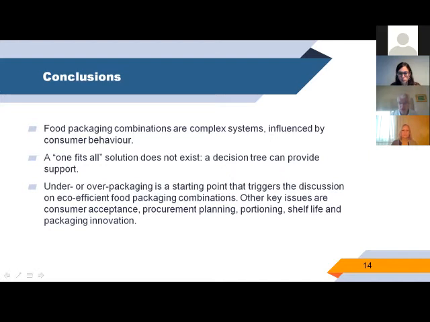Okay, conclusions. Food packaging combinations are complex systems, influenced by not always predictable consumer behavior. So therefore, a one-fits-all solution does not exist, but a decision tree can provide support. In this context, under or over-packaging is a starting point that can trigger the discussion on eco-efficient food packaging solutions.